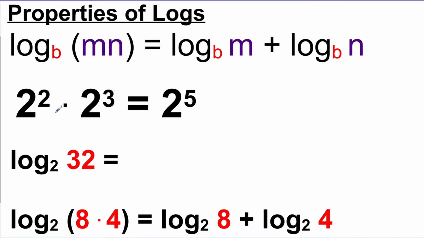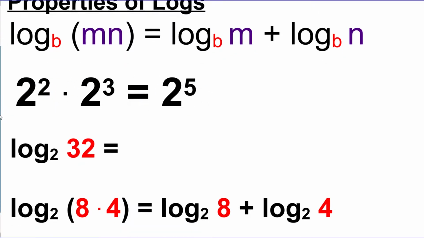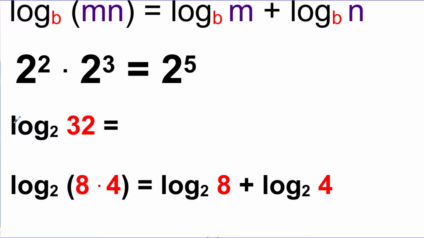Here's the exponential form. We know that 2 to the 2nd times 2 to the 3rd is equal to 2 to the 5th because of that property that we just saw. These both have a base of 2, so I added together their exponents, and I got a new exponent of 5 in the simplified version. So if I were to go to log base 2 of 32, and look at that separately, this is saying 2 to what power gives me 32? Well, 2 to the 5th power gives me 32.